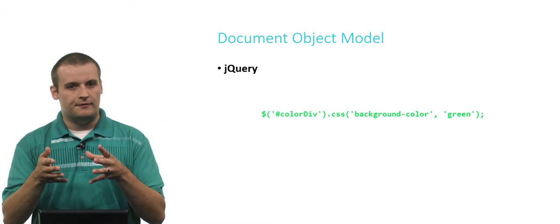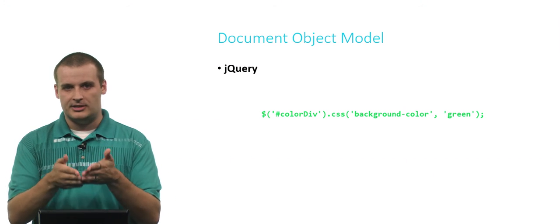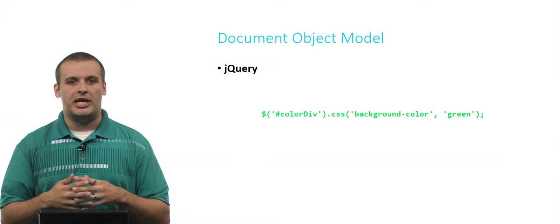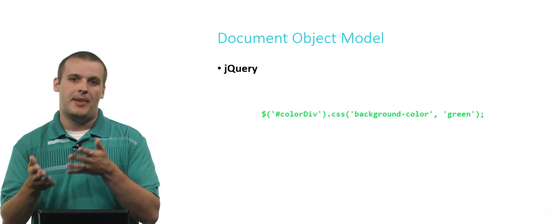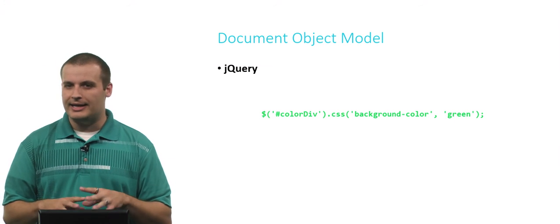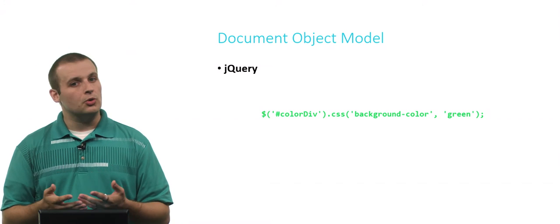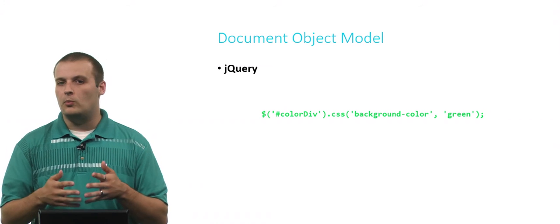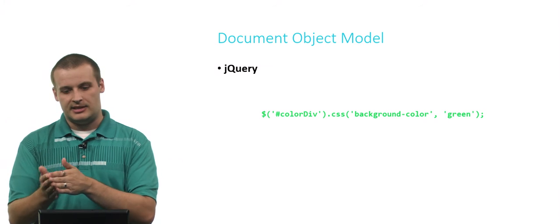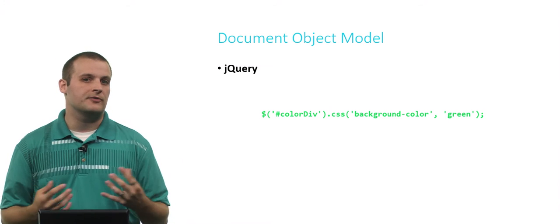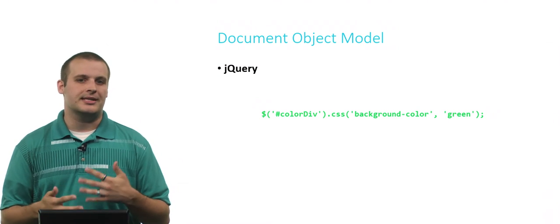And it's going to be looking for a section of my page called color div. That's the jQuery syntax for it. And I'm going to change that node's CSS background color to green. Again, it's a little bit strange, but it is a shorter way to do the same thing. So you will often see this as opposed to the longer JavaScript version when you're seeing some client-side scripting.